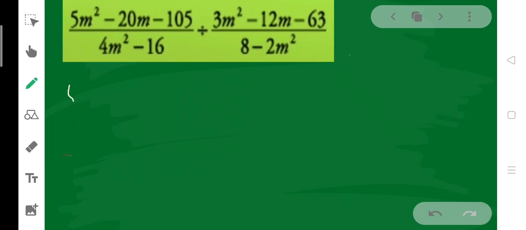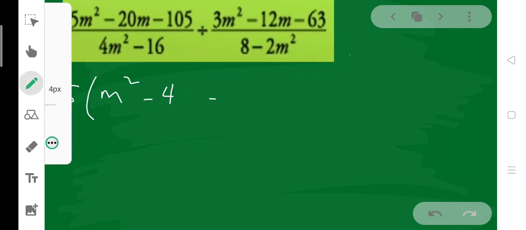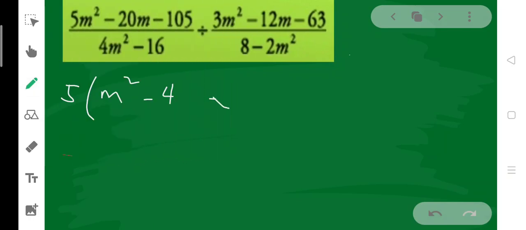So, we have the common factor here is 5. Common monomial factor. And then, m squared divided by 5, that is m squared. Negative 20m divided by 5, that is negative 4m. Then negative 105 divided by 5, that is negative 20. I'm sorry. Okay. So that's negative 21.